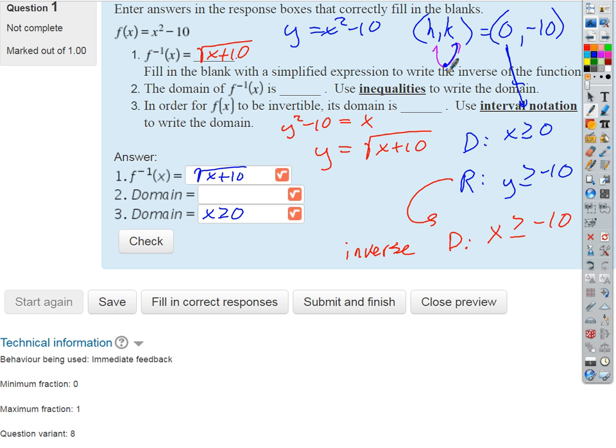So finally we end up down here with the range of the original one telling us that the domain of the inverse is x greater than or equal to negative 10. You get it? See how that works? Okay. I just have one more question for you, and then we'll be out of here. If you get this, you'll have all this stuff down, which is good.